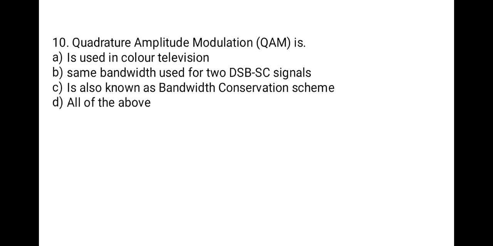The last question is, quadrature amplitude modulation QAM is. First option is used in color television. Second option, same bandwidth used for two double sideband suppressed carrier signals. Third option is also known as bandwidth conservation scheme, and last one is all of the above.